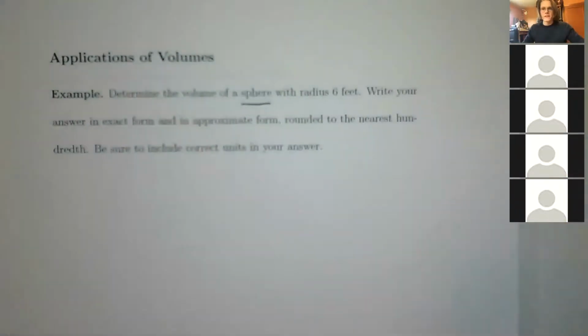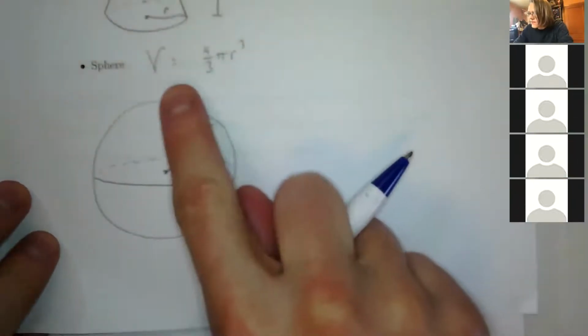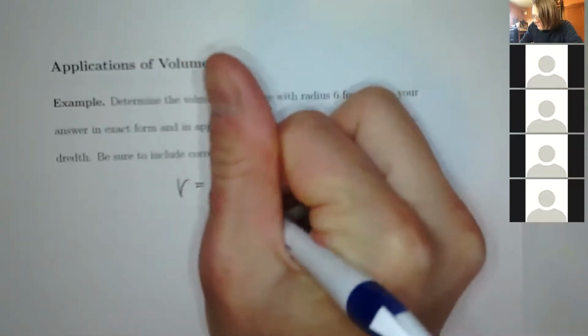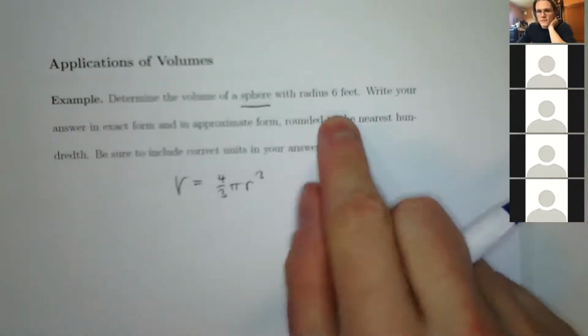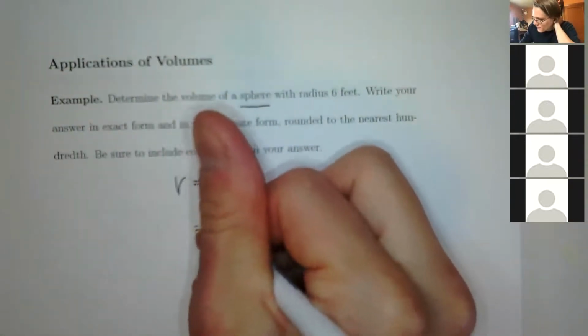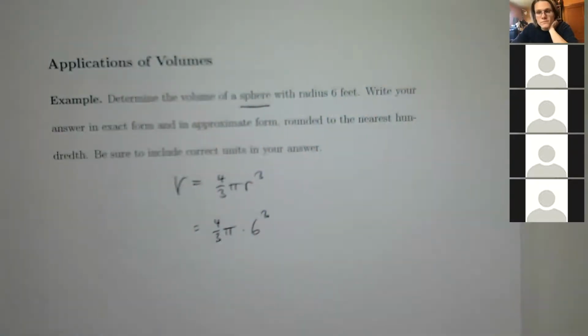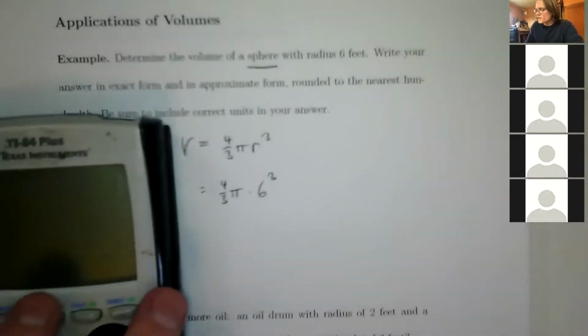So I go back and look at my lists, and we just talked about that. Volume is 4/3 pi r cubed. So I write it down, volume equals 4/3 pi r cubed. R is 6 feet, so 4/3 pi times 6 cubed. And then, I should follow this through. So here's what I'm going to do.